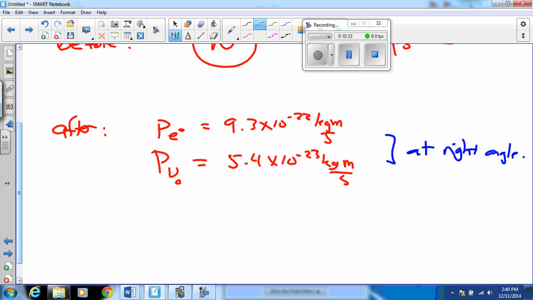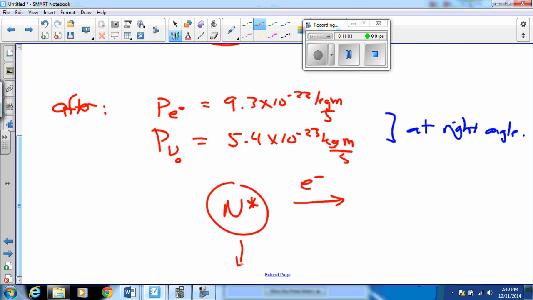So here we go. Because we are the problem solvers, we are going to choose the reference frame. And I think it's a good idea to choose the reference frame so that these two momenta that are at right angles are aligned along the axes. Doesn't that make a whole lot of sense? So we're going to draw our nucleus. Let's make this N star because it's the new nucleus with a little bit less mass. And we're going to have the electron coming off like so. And we're going to have the neutrino. The symbol for the neutrino is a nu, like that, with a 0.